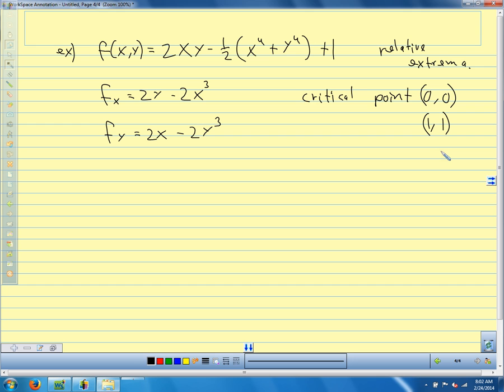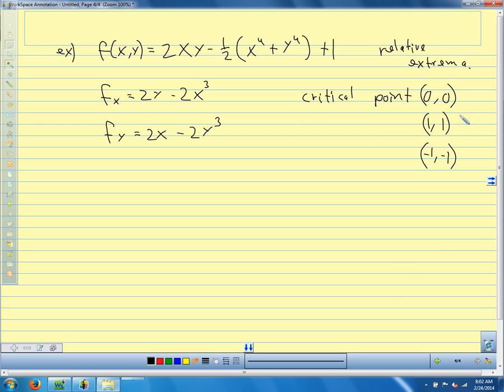How about -1, -1? If 1, 1 works, does -1, -1 give us zeros? I get a -2 plus 2. So yeah, -1, -1 would also give us a critical point. We could find these by setting each of these equal to 0 and solving simultaneous equations, and all of these would come out of those simultaneous equations. These two equations are kind of nice because we can pick these out fairly easily.